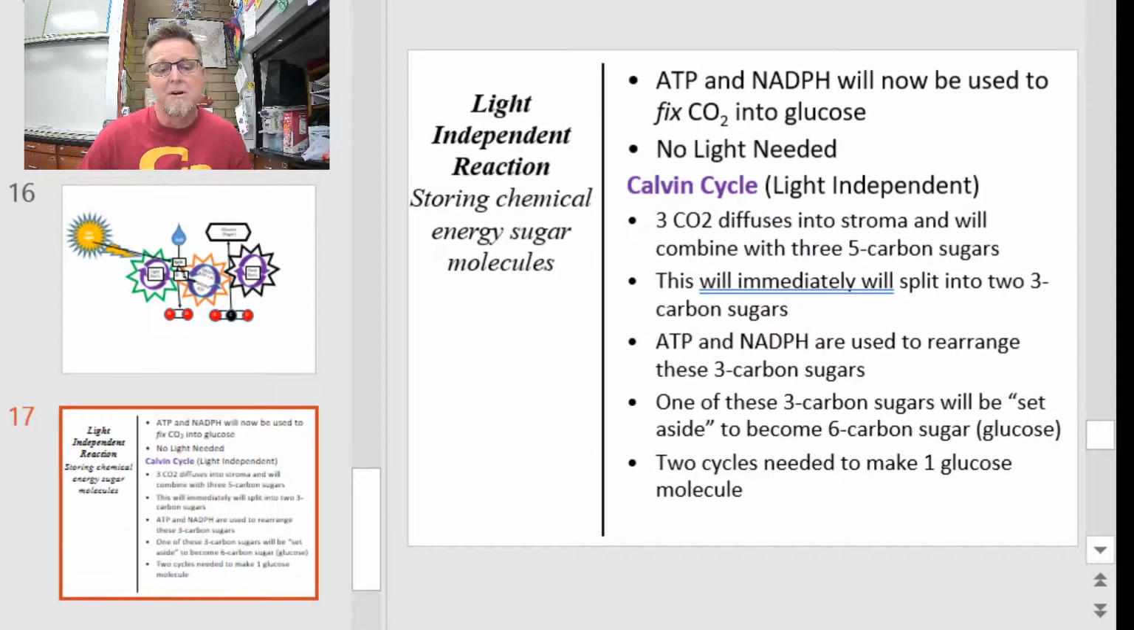After you have those 3 carbon sugars, ATP and NADPH from the light reaction are going to come in and push the Calvin cycle to the next set of reactions. And in that next series, one of those 3 carbon sugars is going to be set aside to become a 6 carbon glucose a little bit later. 2 cycles are needed to make a single glucose molecule, because as we rotate again and again, you can see you're making 3 carbon sugars at a time, and glucose is a 6 carbon molecule. So do the math, right? That's why you have to have multiple rotations in order to pull this off.